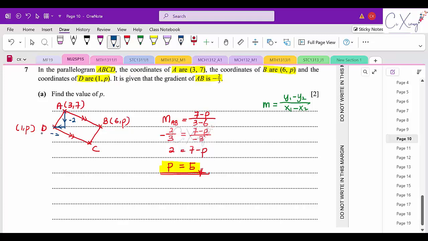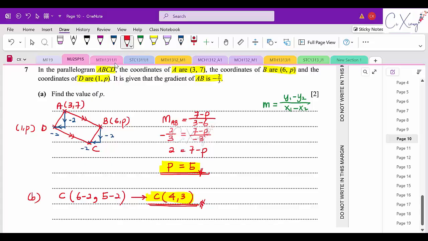Same thing happens for B to C. So going down should be negative 2 units. Then going horizontally is also negative 2 units. So to get the C coordinate, we take the x coordinate of B minus 2 and the y coordinate of B minus 2 as well. And eventually what do you get for C? It will be 4 and 3. So I think this is a more straightforward method for part B.